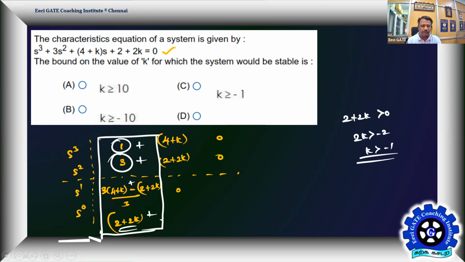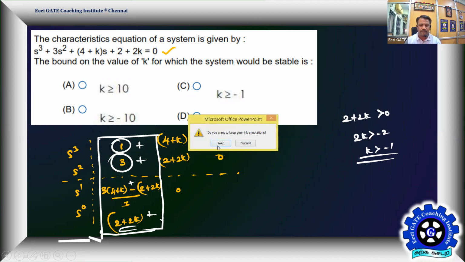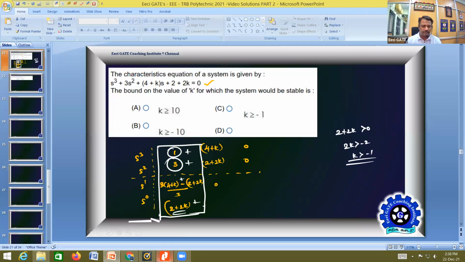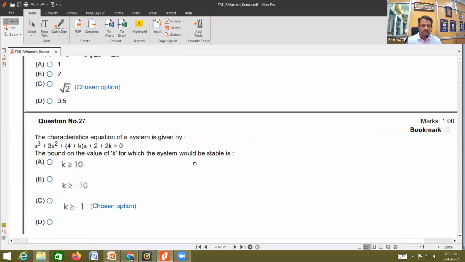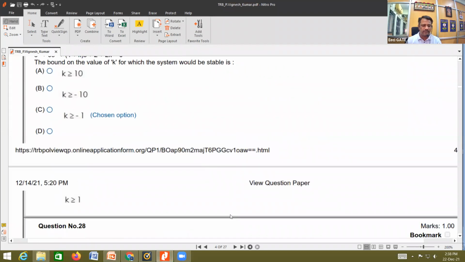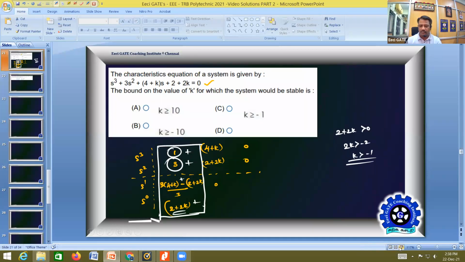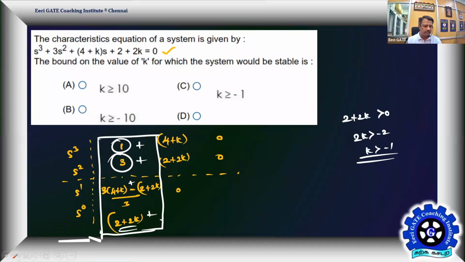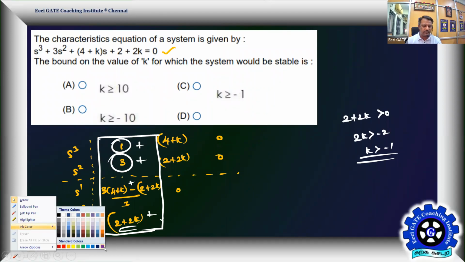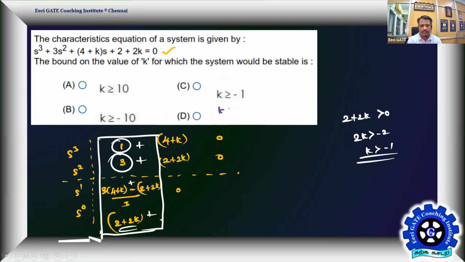Now k greater than minus 1 means, what else is the upper bound? Is there one option I missed, I guess. Let me check. Yes, k greater than or equal to plus 1, the option I missed. So the last option is k greater than or equal to plus 1. Now let me check in that aspect also. So let me set k equal to 1.